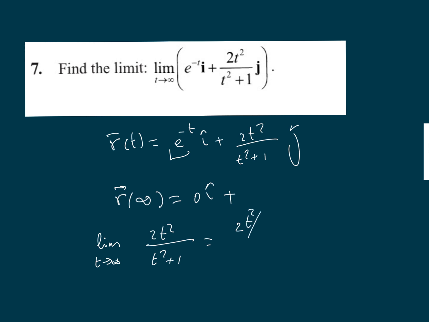If I divide numerator and denominator by t squared, it will be 2 divided by 1 plus 1 divided by t squared. Now taking the limit when t goes to infinity, 1 divided by infinity goes to 0, so this approaches 1, and this approaches 1, so the limit is 2. So what is the final answer? The vector r at infinity is 0i plus 2j, the vector 2j.